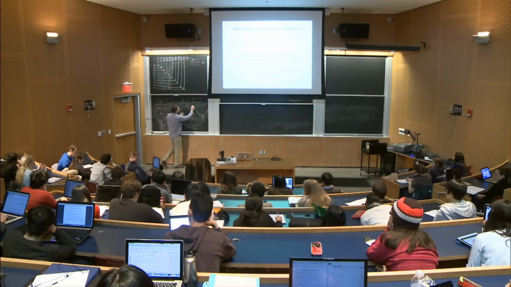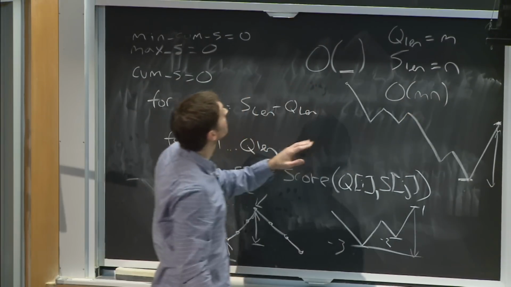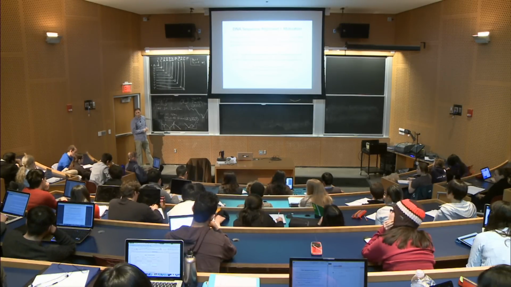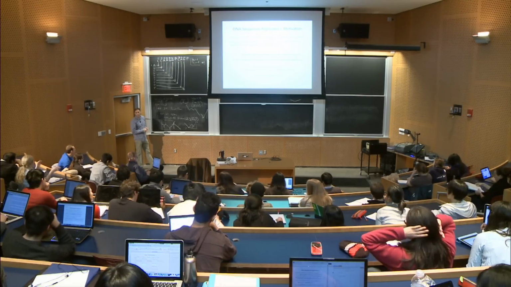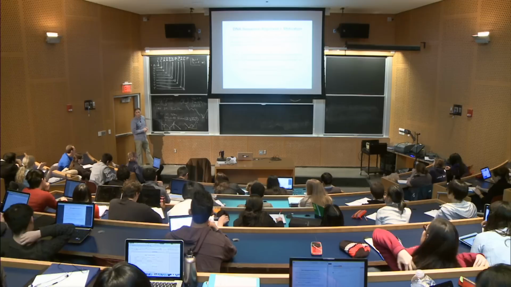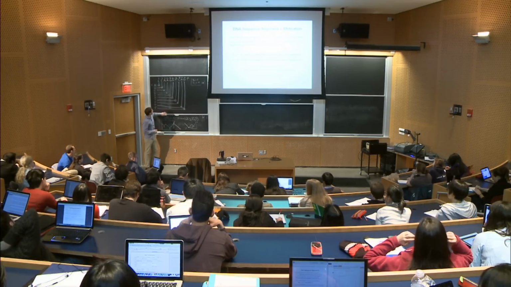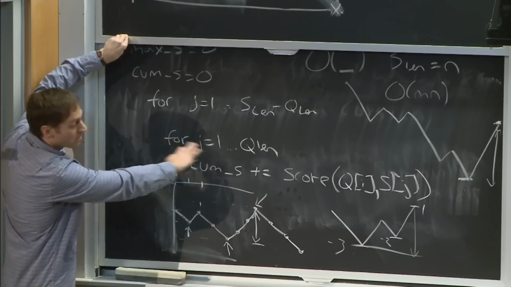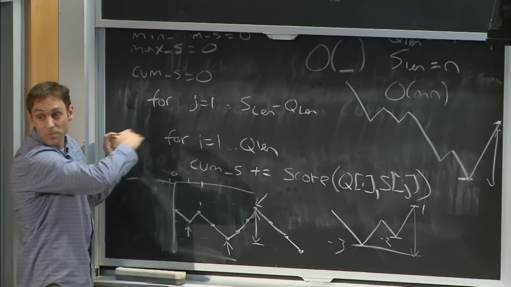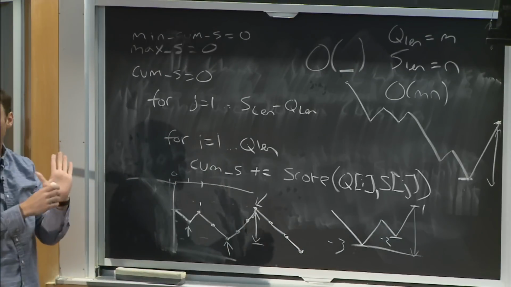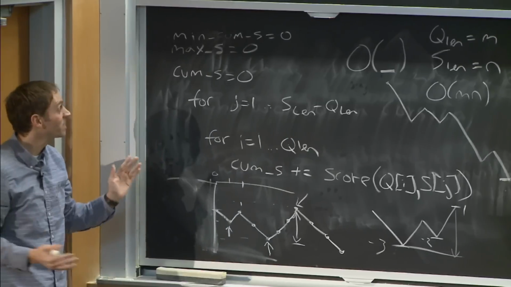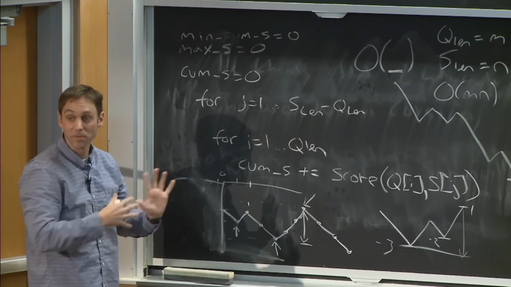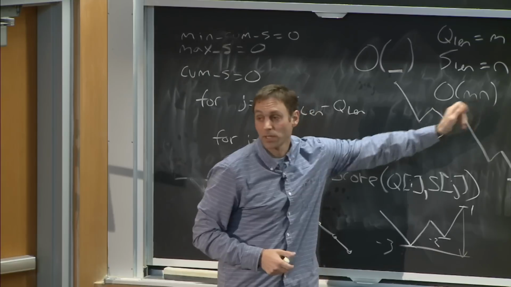Okay. So this is what you call an order mn algorithm. And why is that? How can you see that? Right, you're going to go through the query in the second for loop here, nested inside of a for loop that's basically the length of the subject. Eventually you're going to have to compare every base in the query to every base in the subject. There's no way around that, and that takes some unit of time. So the actual time will be proportional to the product of m and n.